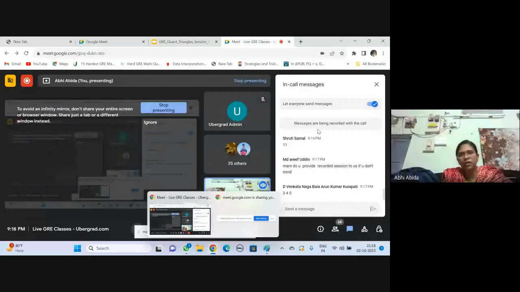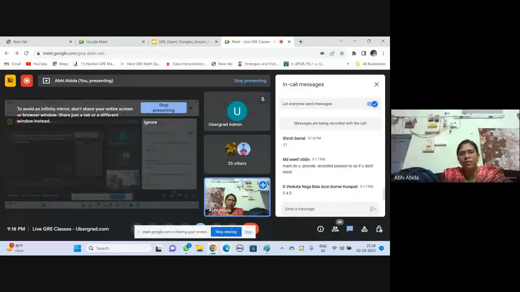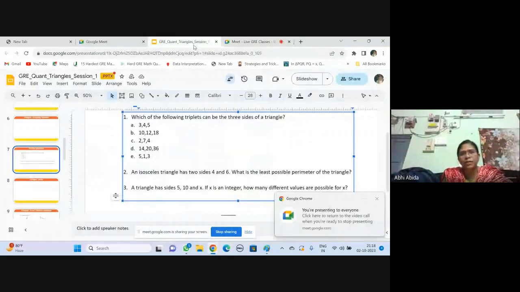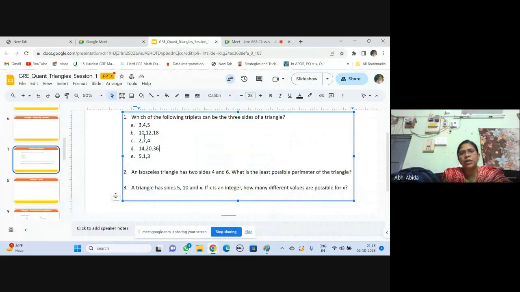Okay. So multiple answers are there here. Not only one answer is correct, there are multiple correct answers. You can check for another one. So 10 plus 12 is 22. 10 minus 12 is 2, right? 2 and 22. The range of the third side should be between 2 and 22.